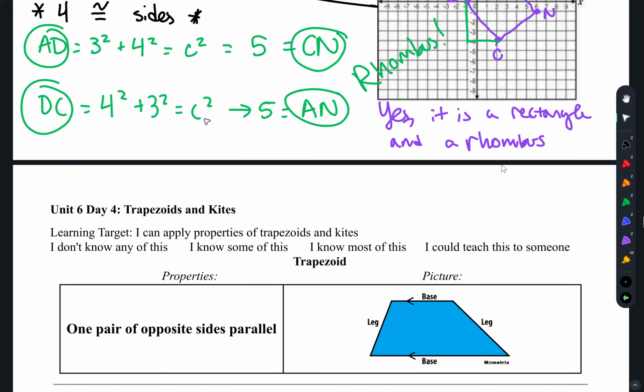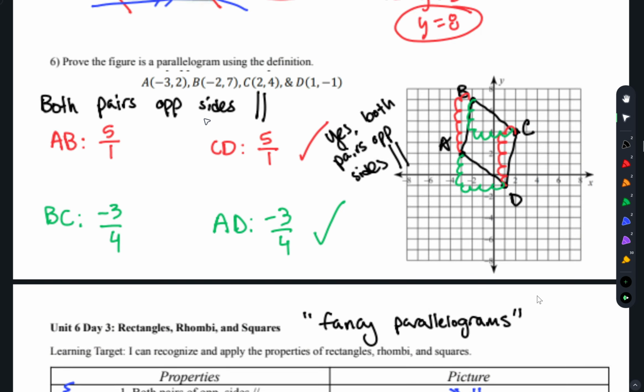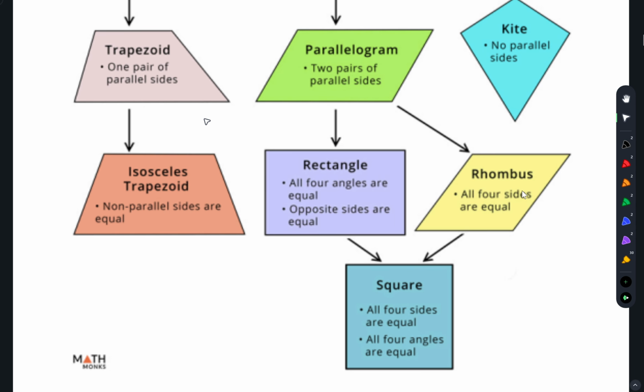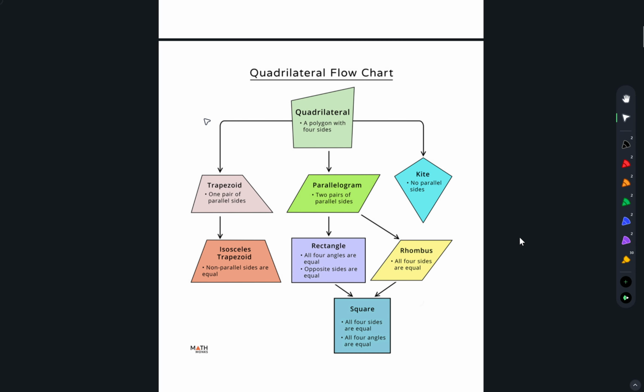1.4. I'm going to refer back to my flow chart at the beginning of my notes, so we have an idea of where we are right now. We are all talking about quadrilaterals. We did the parallelograms. Then we did our fancy parallelograms. That's our rectangle, rhombi, and squares. Today we're going to talk about the non-parallelograms.